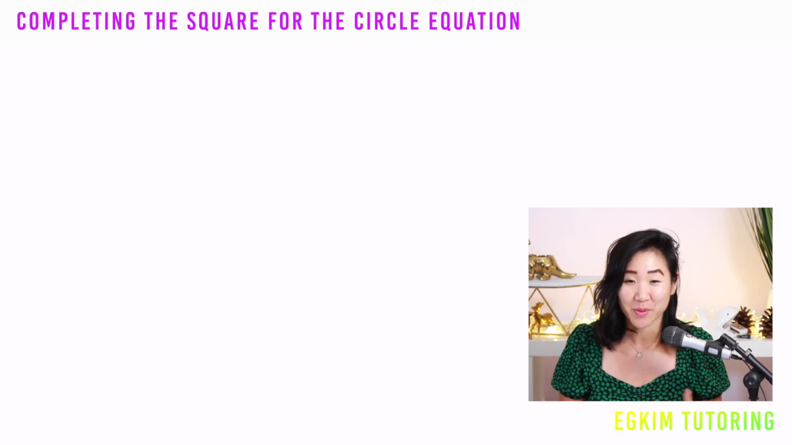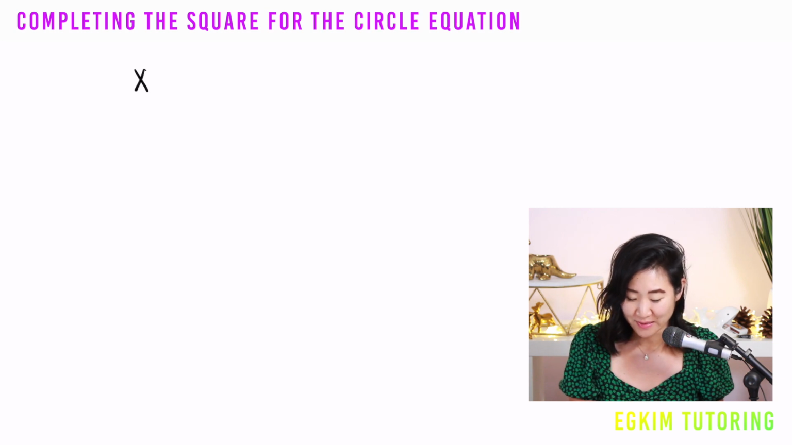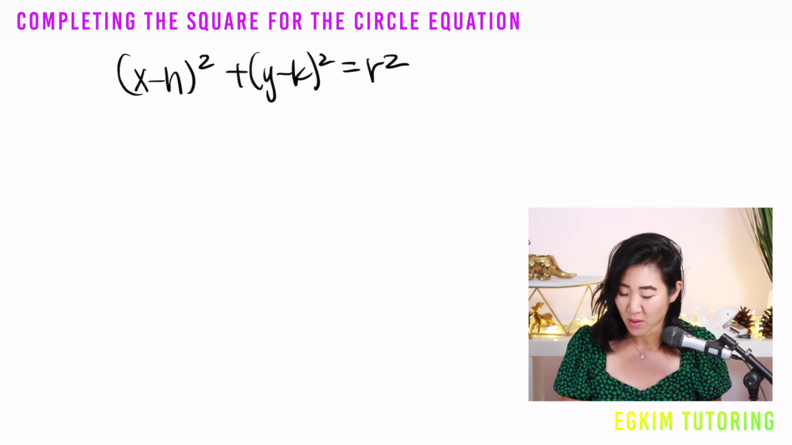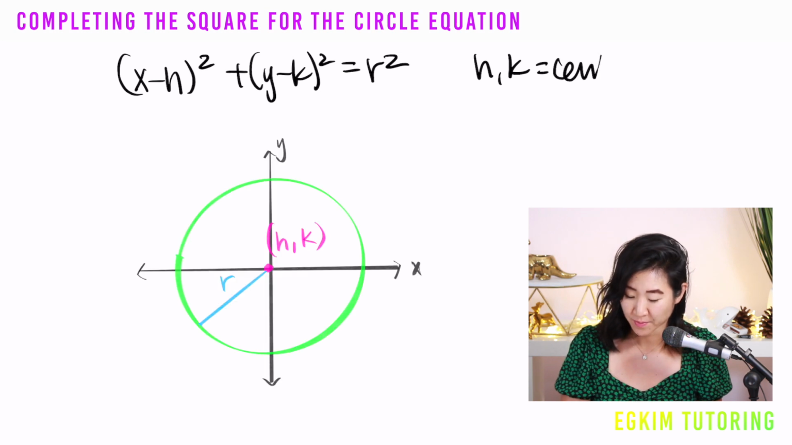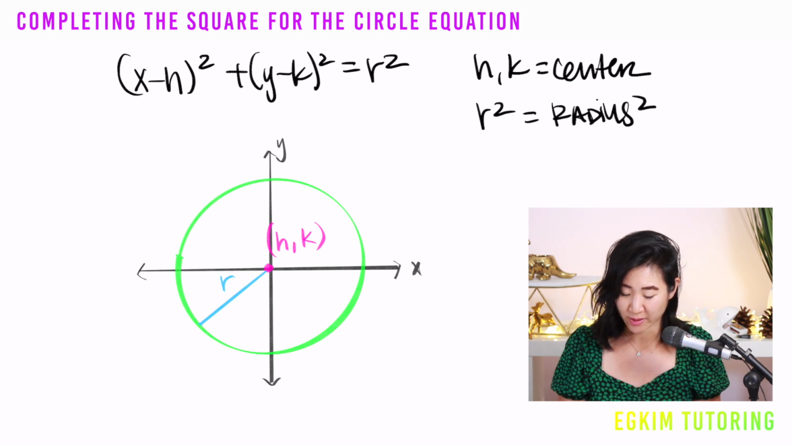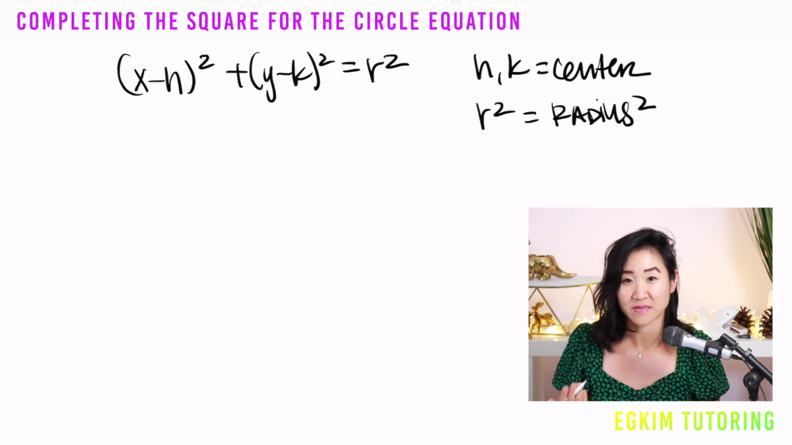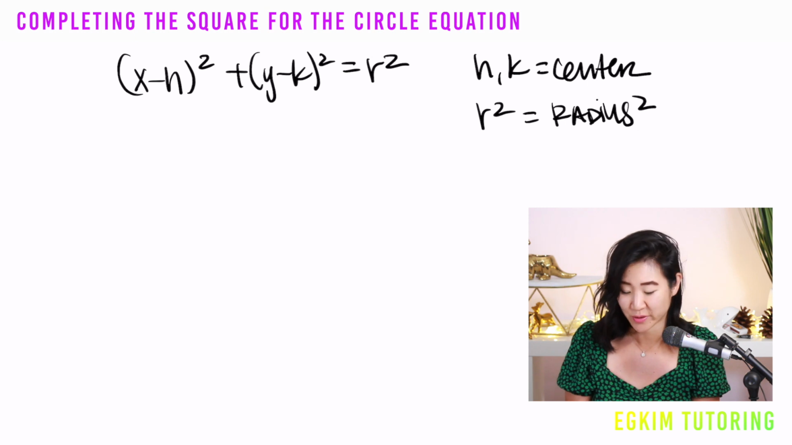Okay, so let's apply completing the square for the circle equations. If you don't know the circle equation, it's (x - h)² + (y - k)² = r², where h and k are the coordinates of the center of your circle, and r² is your radius squared. On the SAT, they basically ask you to find the center or the radius for a circle, but it's not going to look like this equation or else it'd be too easy.